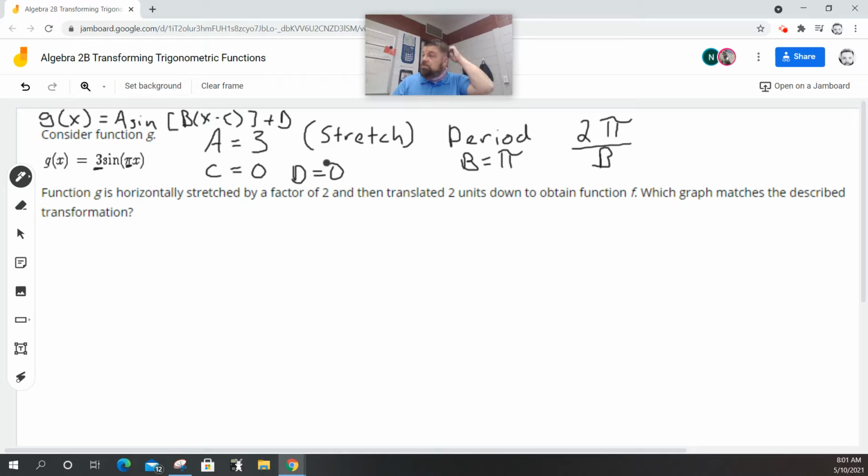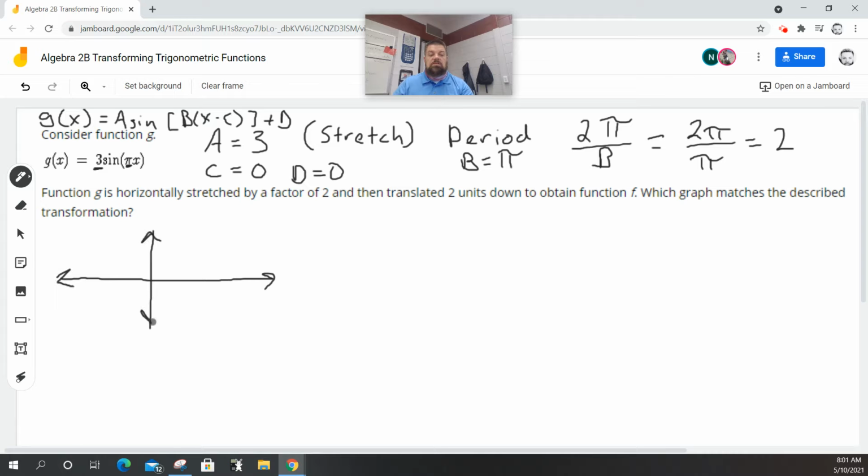Thank you. And so c equals 0 and d equals 0. All right, so getting back to this, the period then would be 2 pi over b, which is pi. The pi's will cancel, so the period is 2. So just a rough sketch of what this graph would look like. It would go from 3 to negative 3, right? And the whole period would be 2.